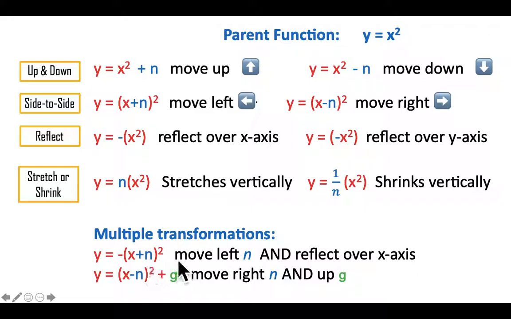This would mean that we move left n, because remember, inside of this operation, a plus n means it's kind of a liar and it moves the other way, not the positive way, but the negative way. So we'll move left n, and because of the negative sign in front, reflect over the x-axis. So two transformations for this function. This function would also have two. It would move right n units, and it would move up g units.